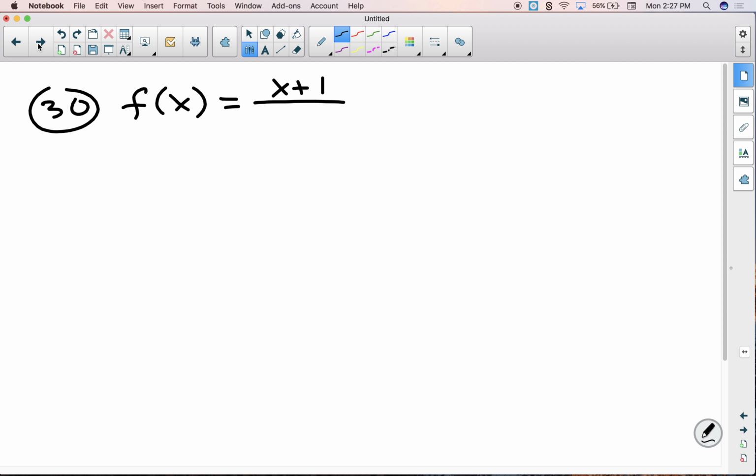Okay, look at 30. f of x equals x plus 1 over x, on this interval. Again, it's the mean value theorem. You do not have to worry about f of b equaling f of a. Is this function differentiable on the interval? Yes, it is, because the only issue would be if x is 0, and that's not in our interval.